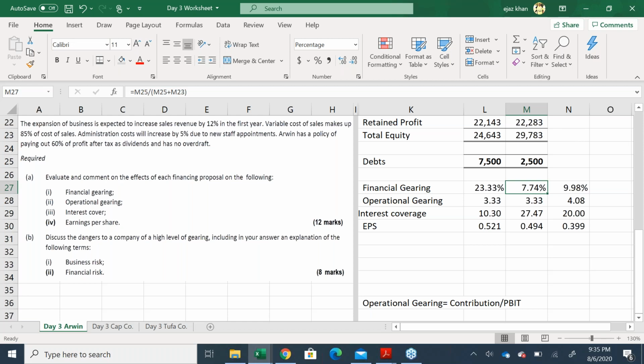That's how we should be discussing and suggesting which source of finance should be chosen. Last part, let me explain the last part and then I'll take your questions.